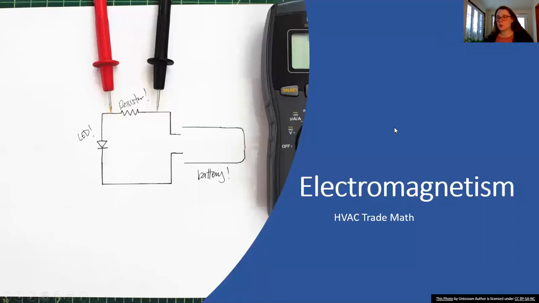So I'm going to take just a single lesson and look at electromagnetism. It's another component of electricity that is used in your trade, especially your trade. It's actually used in most trades that have electrical components. And this is going to be more of a theory lesson. There will be a few calculations we'll do with transformers, just as example calculations.